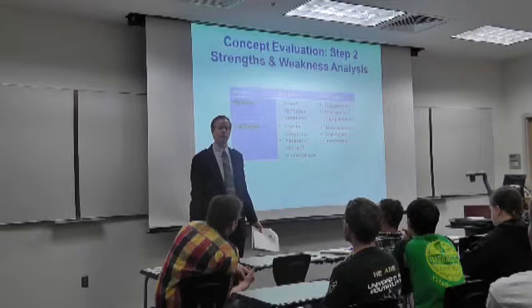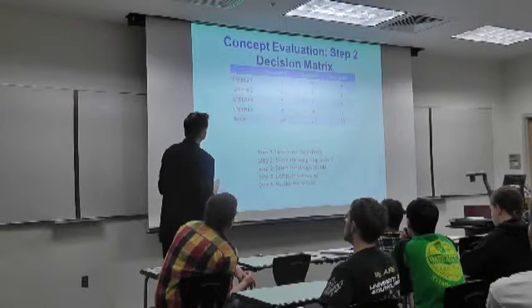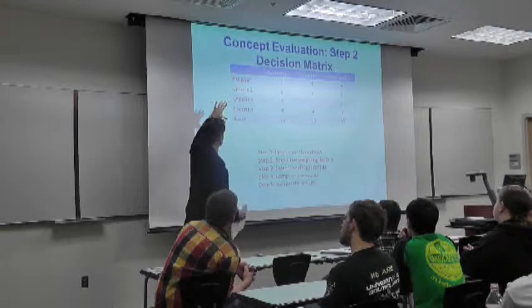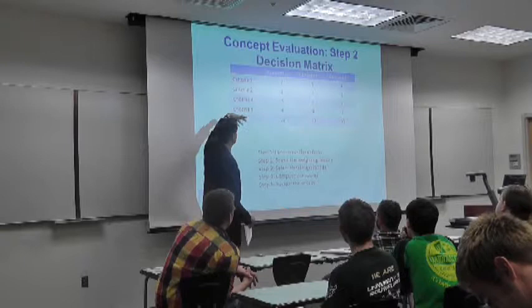All right, we love this kind of stuff. Concept evaluation, step two, a decision matrix. And we've seen this before, haven't we? I think we saw something like this a little while ago. Come up with your criteria. So step one, determine your criteria, whatever it is. Number two, figure out whatever your weighting factors are. Then you actually come up with the design ratings, add them all up.